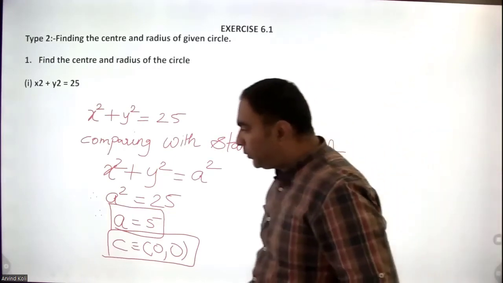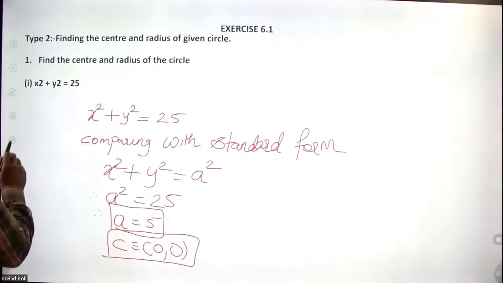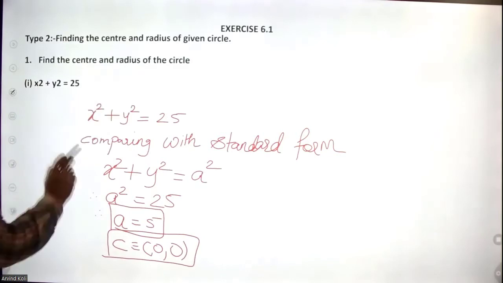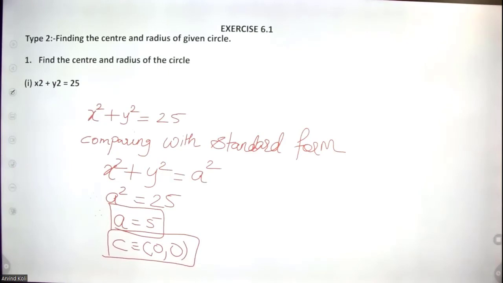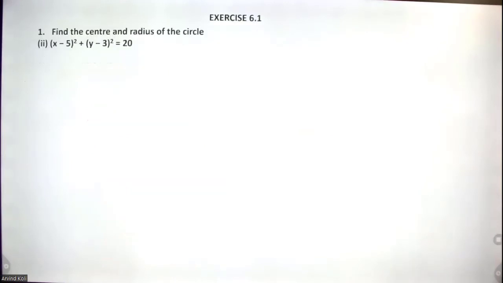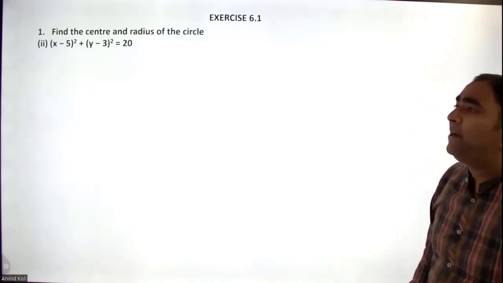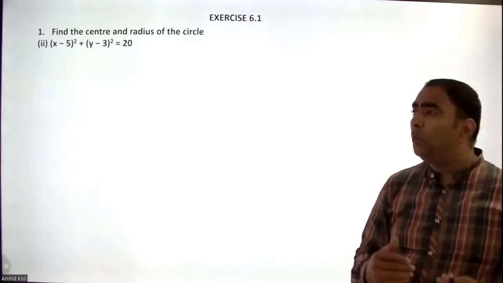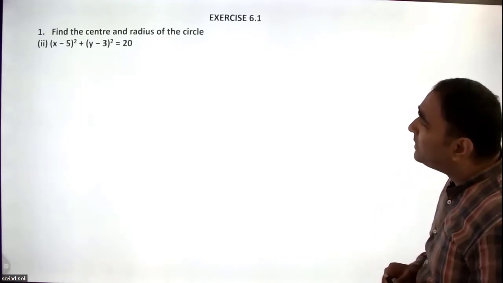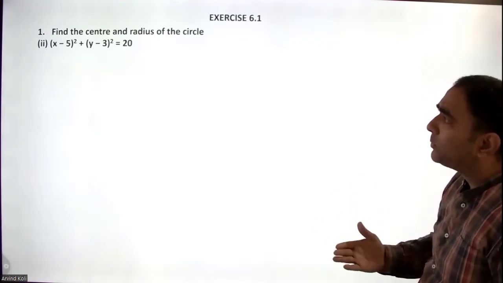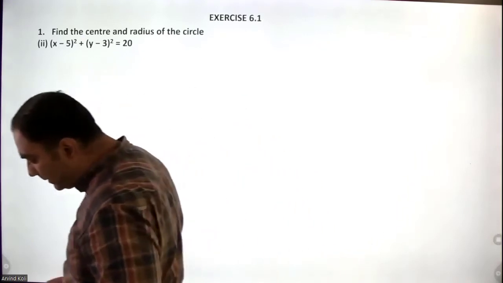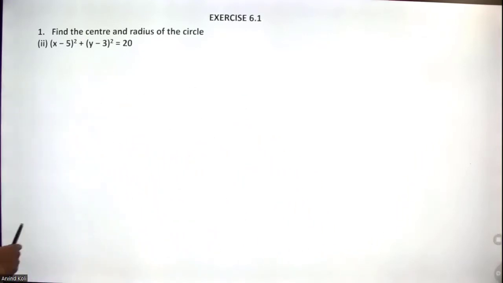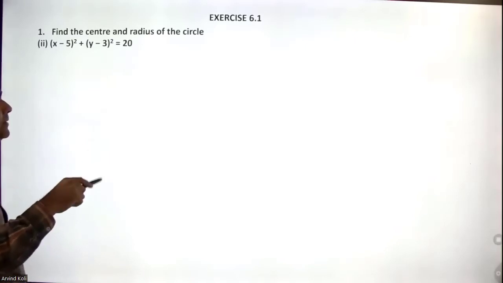All right. So now let's understand our next sum. Find the center and the radius of the circle. Same type 2. The question is that x minus 5 the whole square plus y minus 3 the whole square is equal to 20. When I say question, मतलब यहाँ पे equation. The equation of the circle given to us is x minus 5 the whole square plus y minus 3 the whole square is equal to 20.